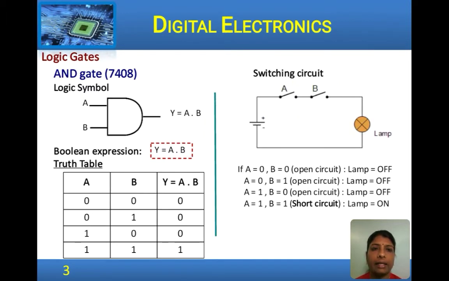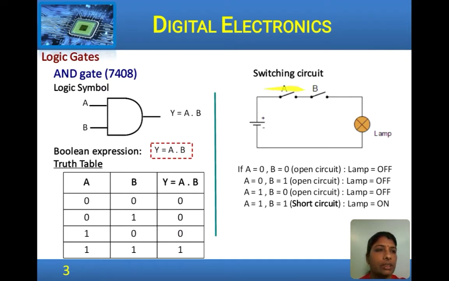Next, the AND gate. The logic symbol for a 2-input AND gate is shown. Similarly, we have multi-input AND gates. For the 2-input AND gate, the output Y is A and B or A dot B. That is, the output is 1 only when both the inputs are 1. As seen in the truth table, when A is 1, B is 1, output is 1. For all other combinations, it is 0.